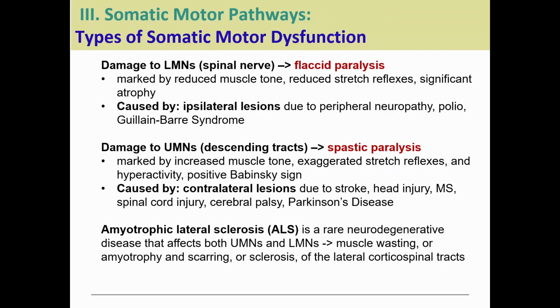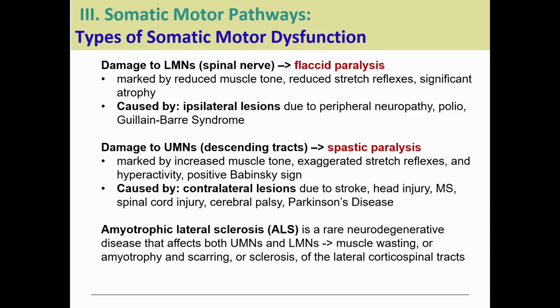And then when some of these things get damaged, let's say we've damaged a spinal nerve, we have what's called flaccid paralysis. This is where we have reduced muscle tone, reduced stretch reflexes. There's atrophy, so let's say we're talking about legs, a person with this particular problem would have muscles that are really small and really weak. This is caused by lesions due to peripheral neuropathy, polio, Guillain-Barre syndrome.